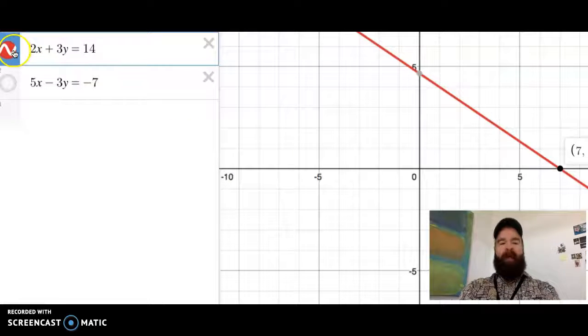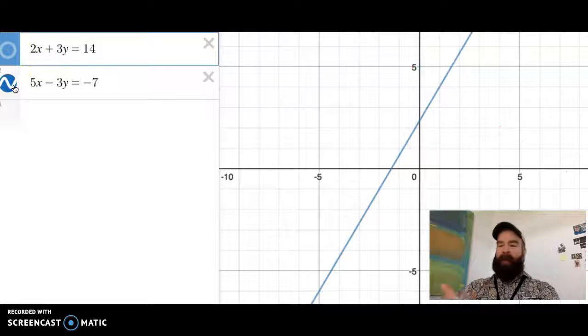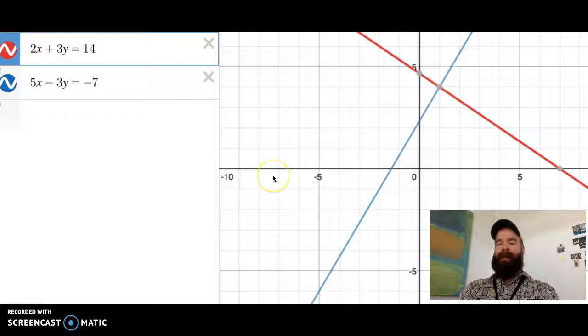Now, if I also have another equation that's made up of an infinite number of points that satisfy this equation, then when I graph both equations, the point that would satisfy both equations is the point that they share. And in this case, it would be the intersection point.